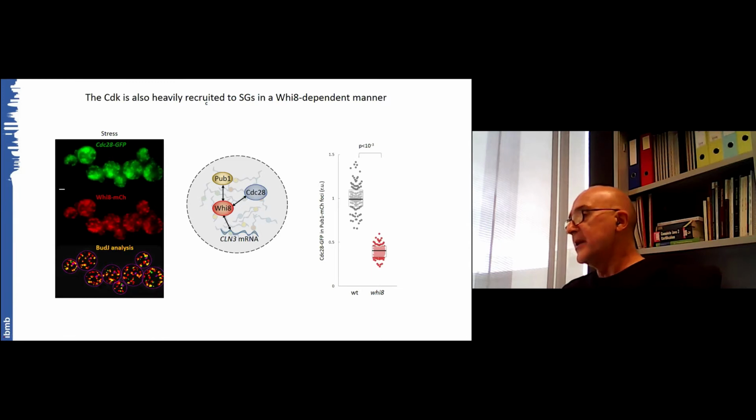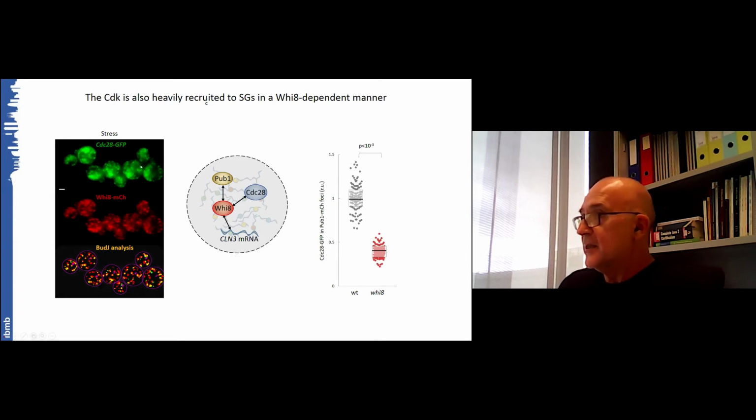We also then asked whether V8 would recruit the CDK here, because of course V8 had been identified as an interactor of the CDK that depended on that positive patch on the C lobe of the CDK. And yes, this is what we found.